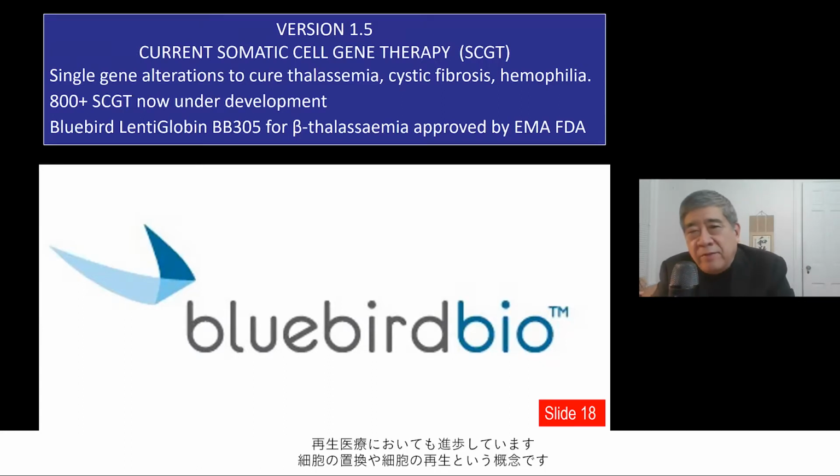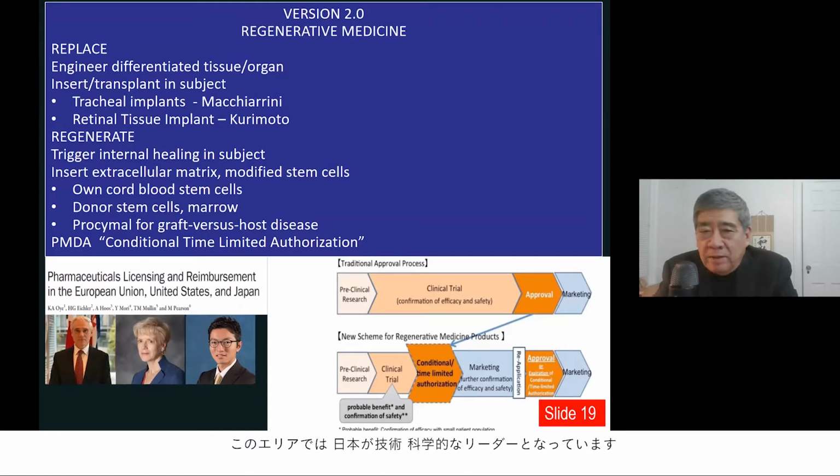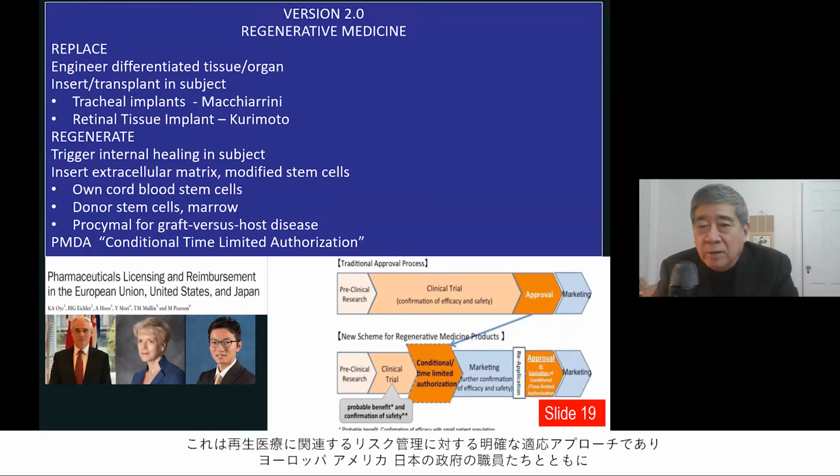And we also have advances in regenerative medicines, the idea of either replacing tissue or regenerating tissue. And this is an area where Japan is a technological and scientific leader. And Japan is also a leader in terms of the approach to regulation of risk in this area. PMDA has come up with something called conditional time-limited authorization, which is an explicitly adaptive approach to managing the risks associated with regenerative medicines.